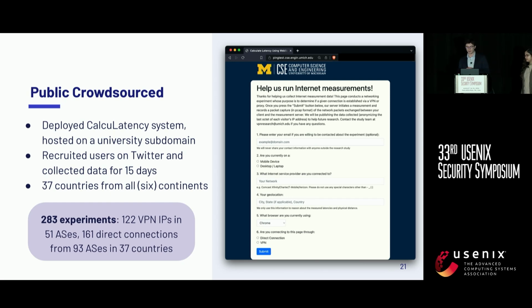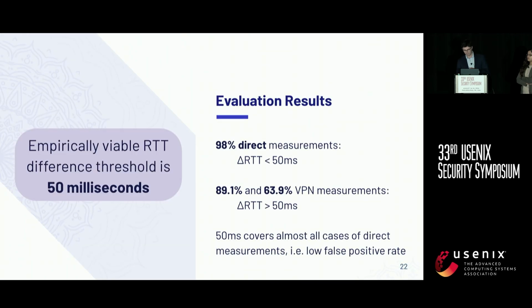Overall, we were able to collect 283 experiments from users in 37 countries from all 6 continents, with VPN servers from 51 unique autonomous systems and direct measurements from 93 unique autonomous systems.